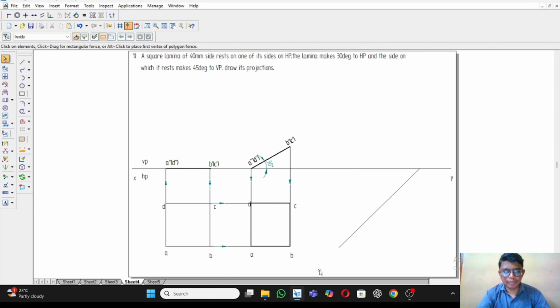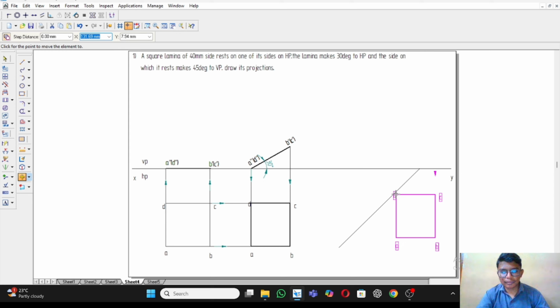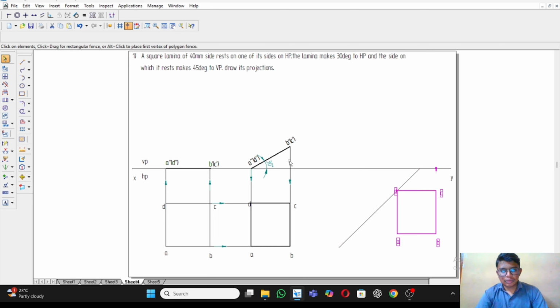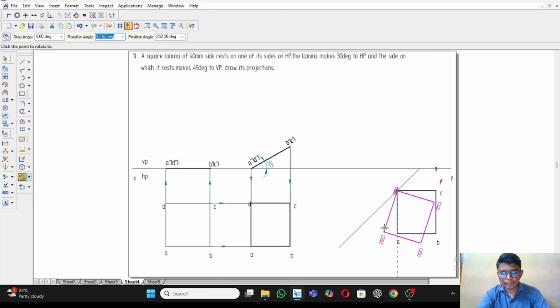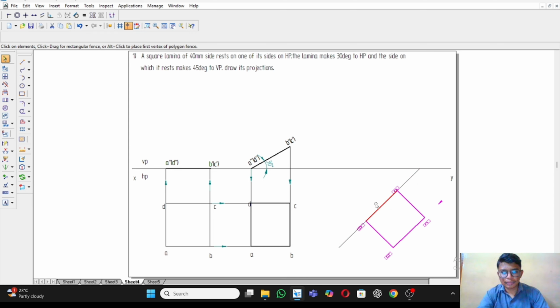We have to copy this second projection, move. Then this copy we have to turn on. Then we have to keep it on this. Then we have to rotate this part. Then we have done with this.